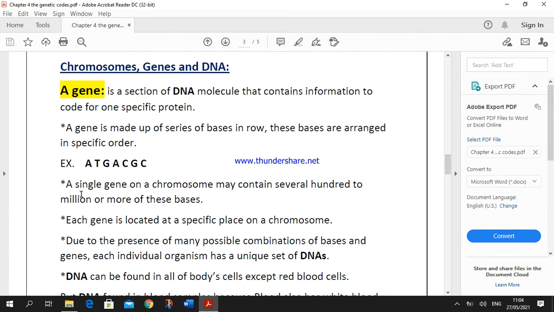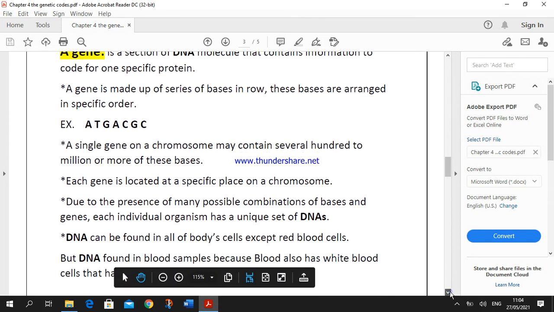A single gene on a chromosome may contain several hundred to millions of these bases, and each gene responsible for a specific trait is located at a specific site on a chromosome. Due to the many possible combinations of nitrogen bases in genes, each individual has a unique set of DNA.